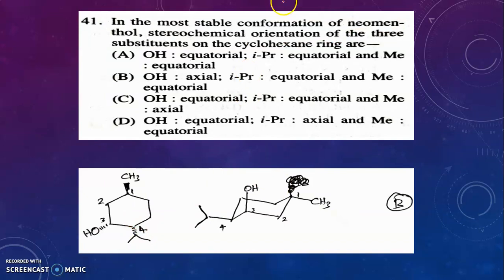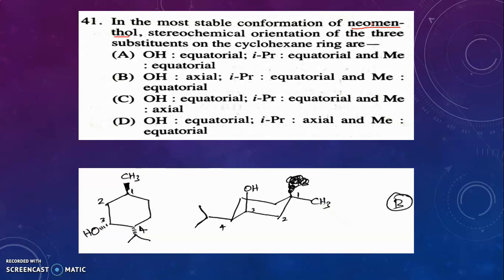Then next question. In the most stable conformation of neomenthol, the stereochemical orientation of the three substituents is asked. Listen, I have told you in this lecture, whenever menthyl chloride, menthol, menthyl amine compounds are given, remember, in menthol, the methyl group and isopropyl group should be placed in 1,4 position, and they are supposed to be trans.